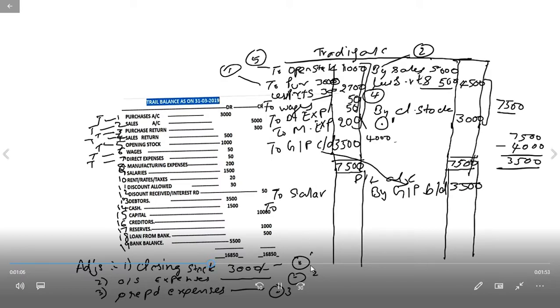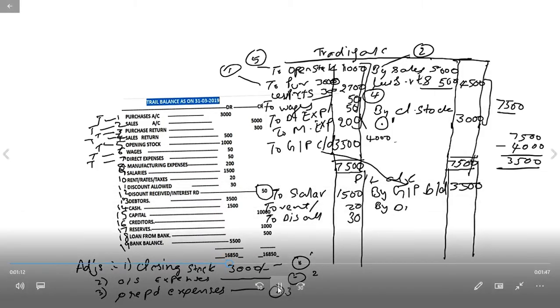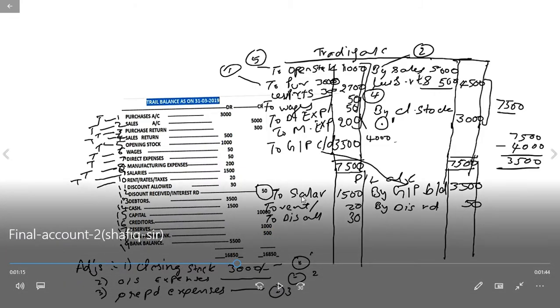Now let us transfer each of the items related to the profit and loss account. From this table you can see I have not marked. Usually in the beginning of the problem itself you can mark what all relates to the profit and loss account and what all relates to the balance sheet. Now a few items here relate to the profit and loss account. Those are salaries, rent, discount allowed, all having debit balances, so I have written here debit.